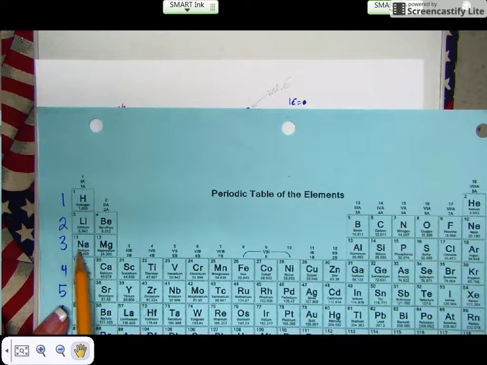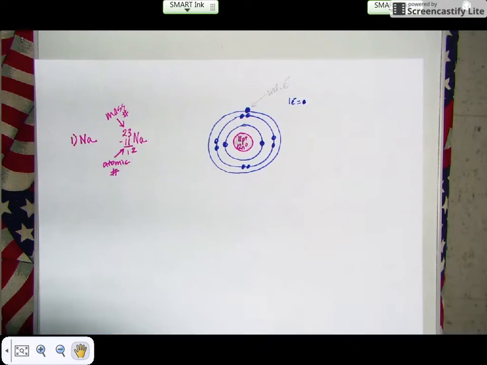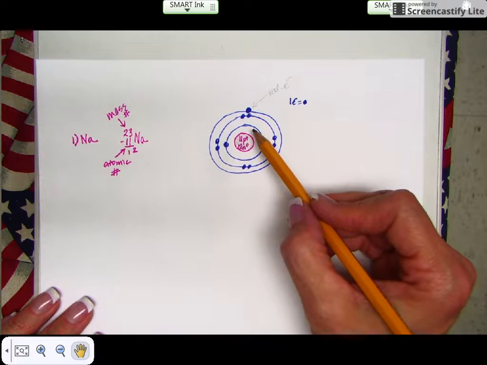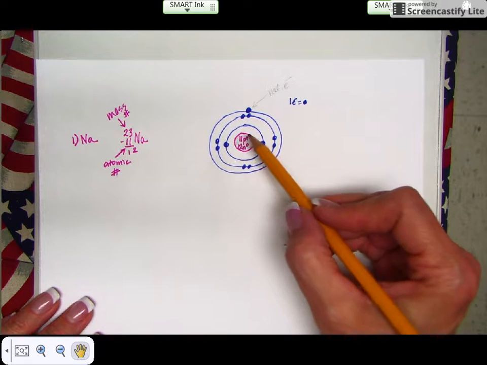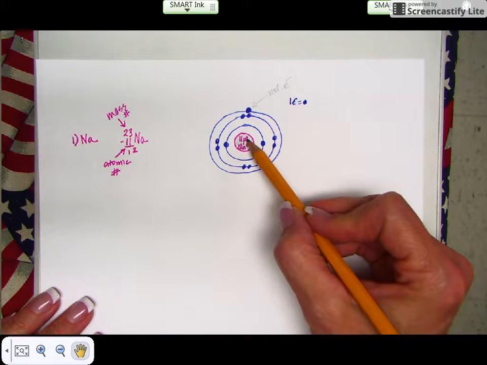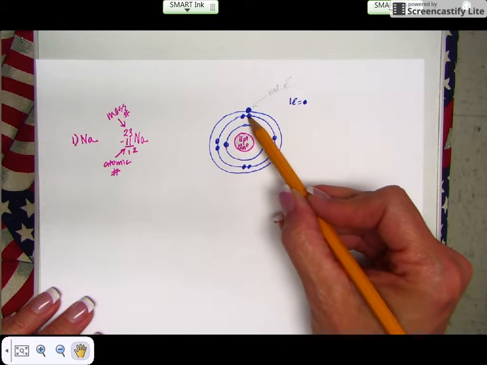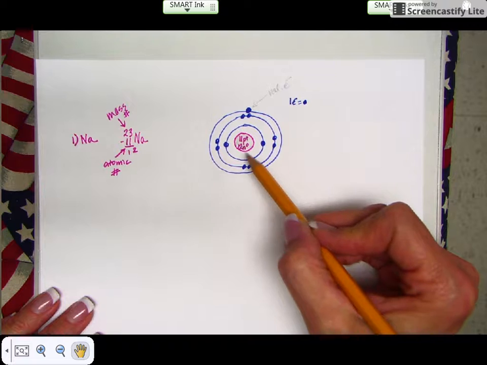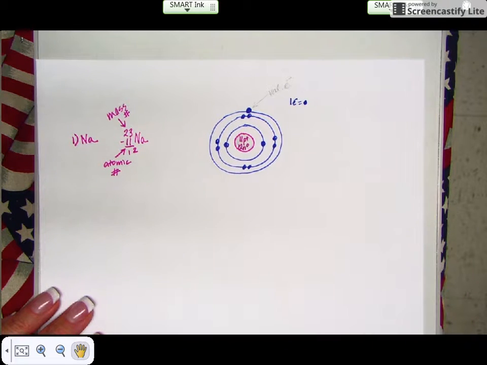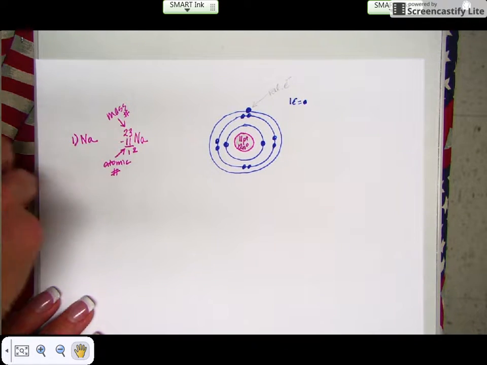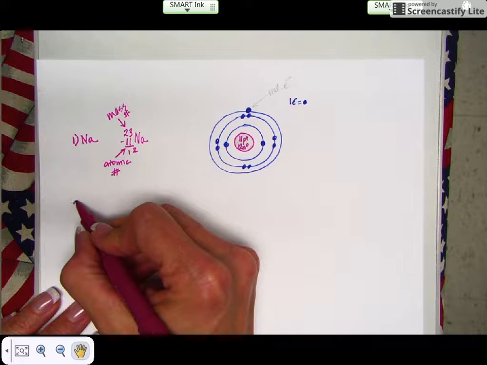So he's the first element in the third energy level. So there's only 1 electron that goes in the third energy level. If you add up the total electrons here, we should have 11 because this is an atom. So it should have the same number of protons as it does electrons. So 1, 2, 3, 4, 5, 6, 7, 8, 9, 10, 11. He has 11 electrons.